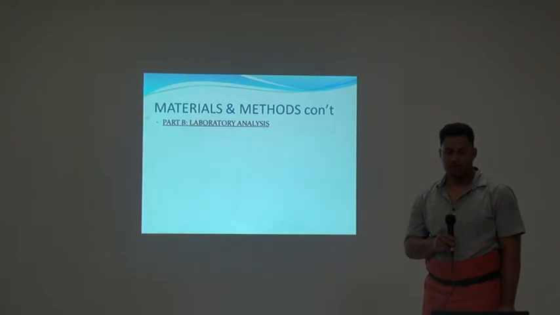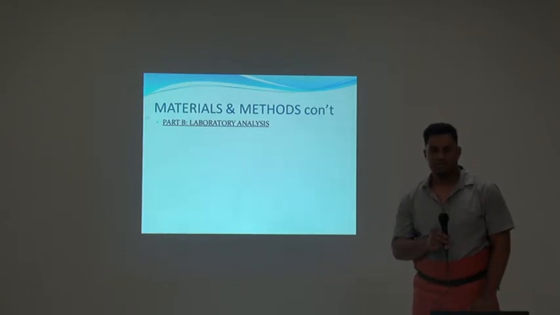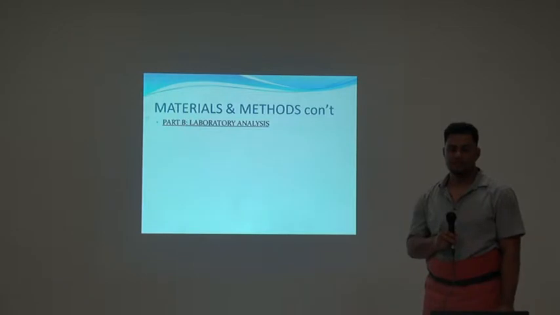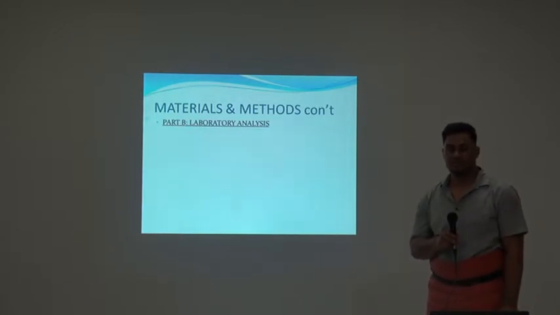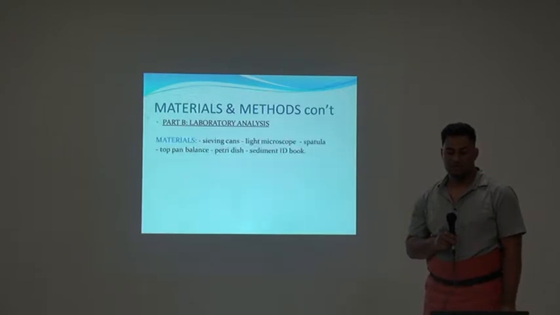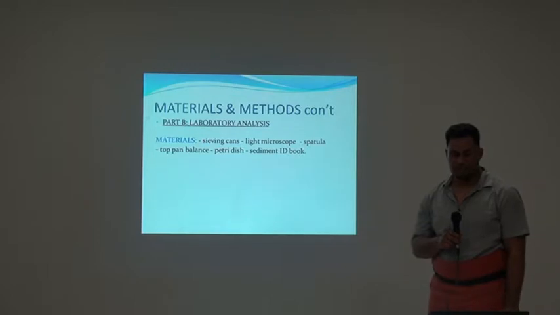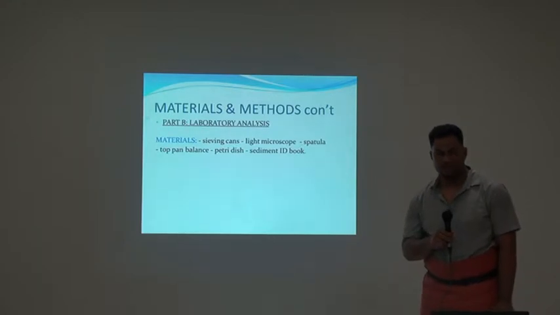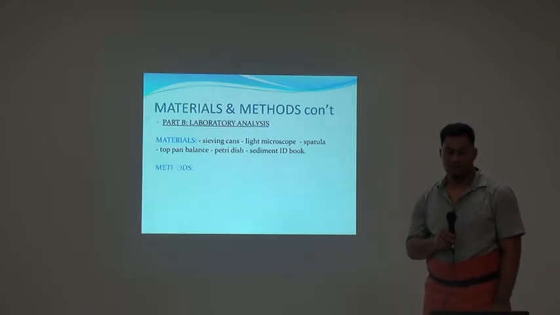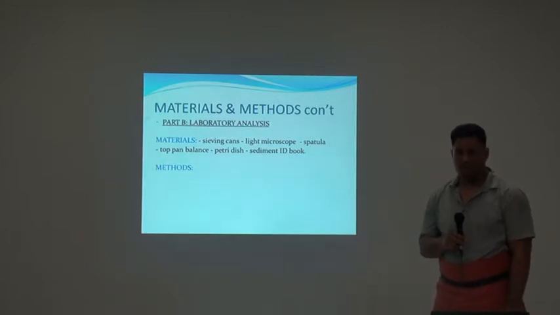The second part of our material and method in this field trip research is analyzing our samples in the laboratory. These are the materials we are going to use in the laboratory to analyze our samples: receiving can, light microscope, spatula, top pan balance, petri dish, and a sediment ID book. The methods we are going to use to analyze our samples.